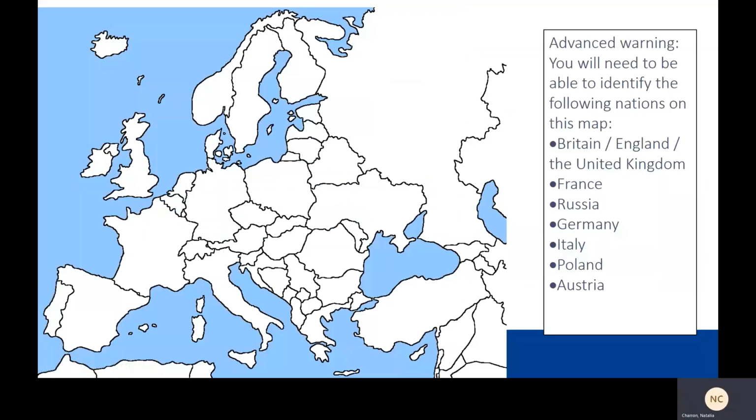As advanced warning, by the time we get to studying World War I in just a few lessons, you're going to need to be very familiar with the nations represented on this map of Europe. Specifically, you'll need to be able to identify Britain, England, the United Kingdom. Those are all three terms for the same basic island. France, Russia, Germany, Italy, Poland, and Austria on a blank map. The reason for this is it's really difficult to understand the story of what happened in the 20th century without being able to visualize it on a map.